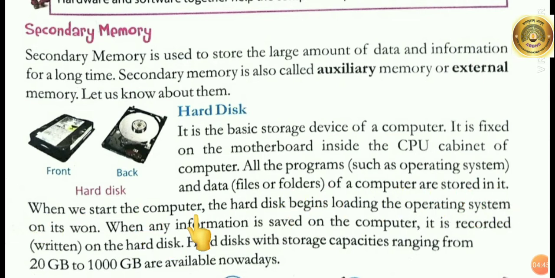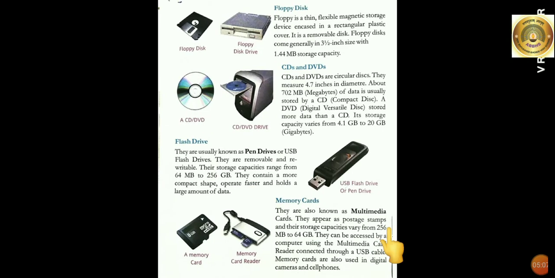When we start the computer, the hard disk begins loading the operating system on its own. When any information is saved on the computer, it is recorded on the hard disk. Hard disks with storage capacities ranging from 20 GB to 1000 GB are available nowadays. Next page.